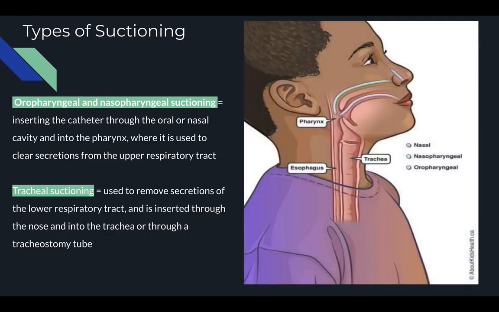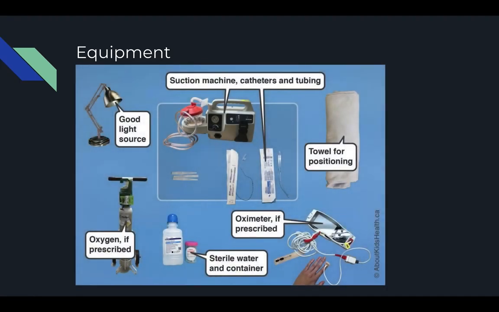And here I have a picture of both the oropharyngeal and nasopharyngeal tubes. You can see where they go down into the pharynx. For both procedures, since they are different, they do require different supplies, but many of these supplies are very similar. For both procedures, you will need suction tubing, a vacuum regulator, and a pulse oximeter to monitor for any oxygen desaturation that may occur.